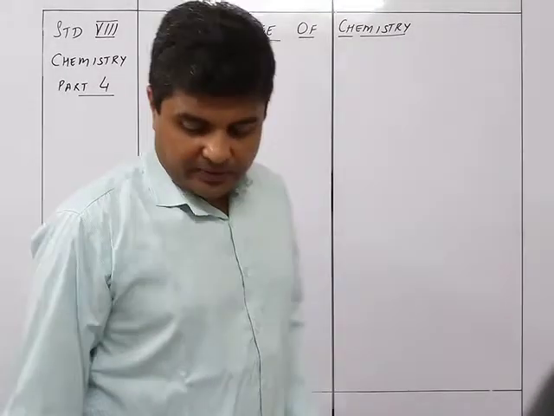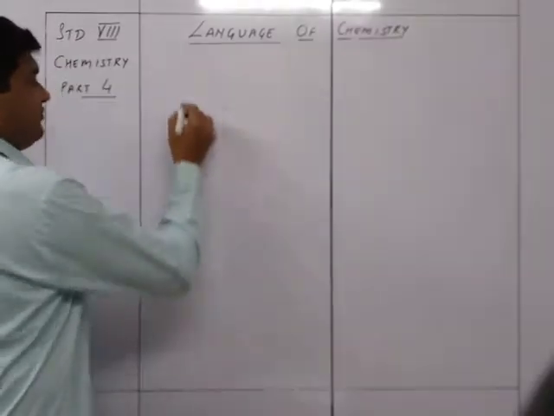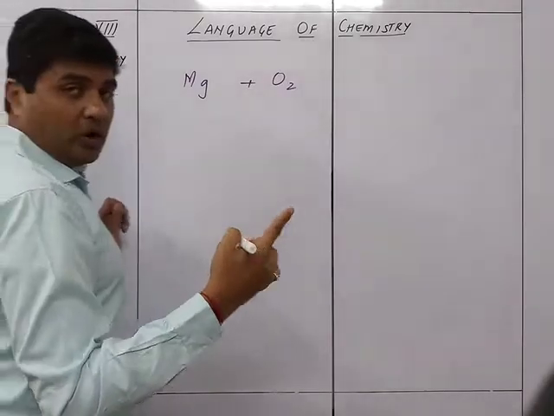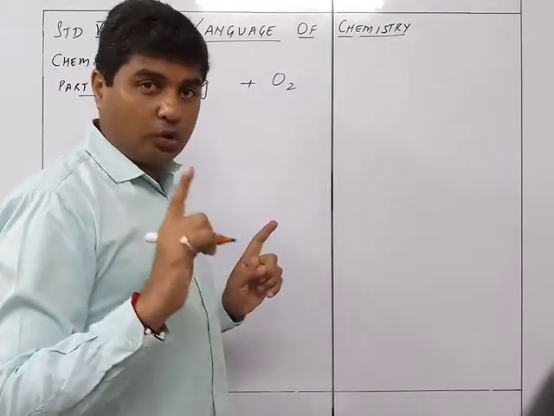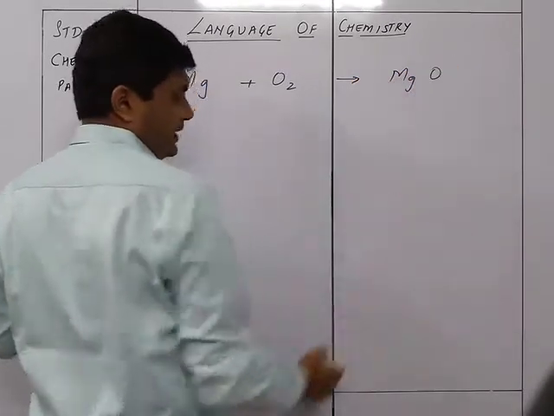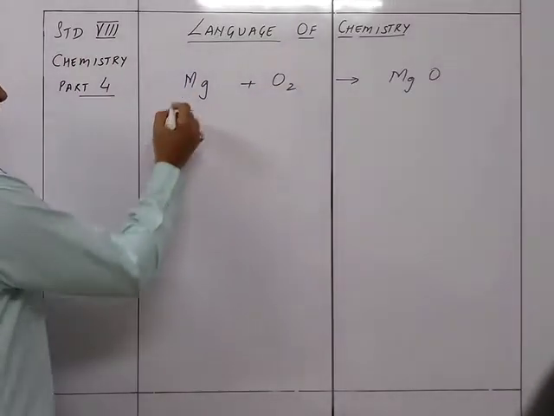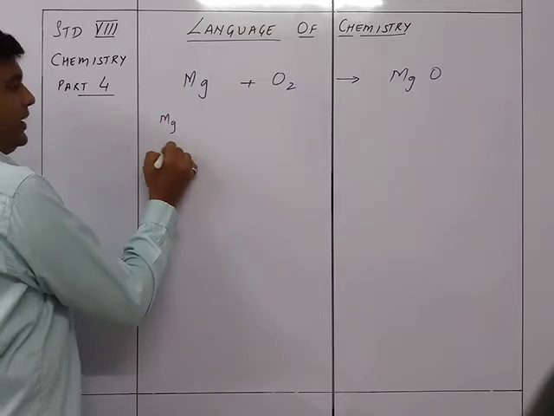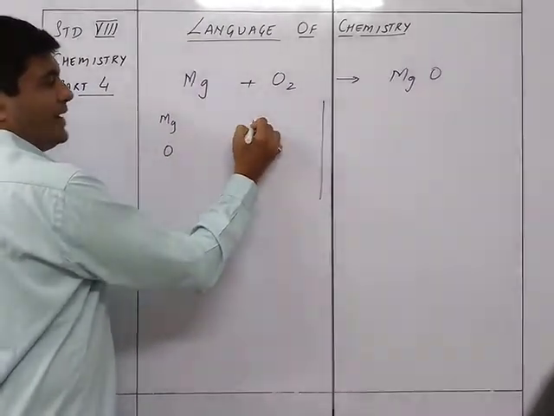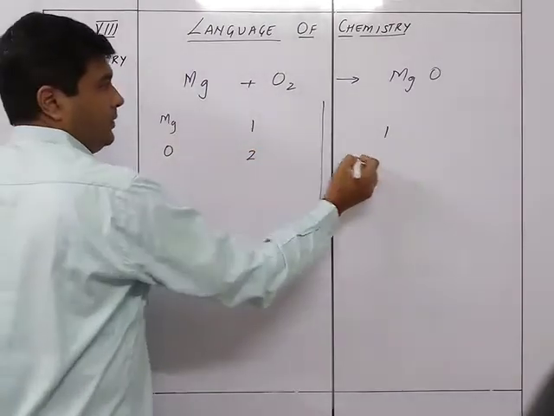The one given here is magnesium reacting with oxygen to give magnesium oxide. So it is Mg plus O2. Remember O2, because oxygen is always in the form of O2. So O2 will give you MgO, that is magnesium oxide. What we do here is find Mg and O, the two elements present. On the reactant side you have one atom of Mg, and on the product side one atom. For oxygen, here it is two atoms, and here it is only one atom.